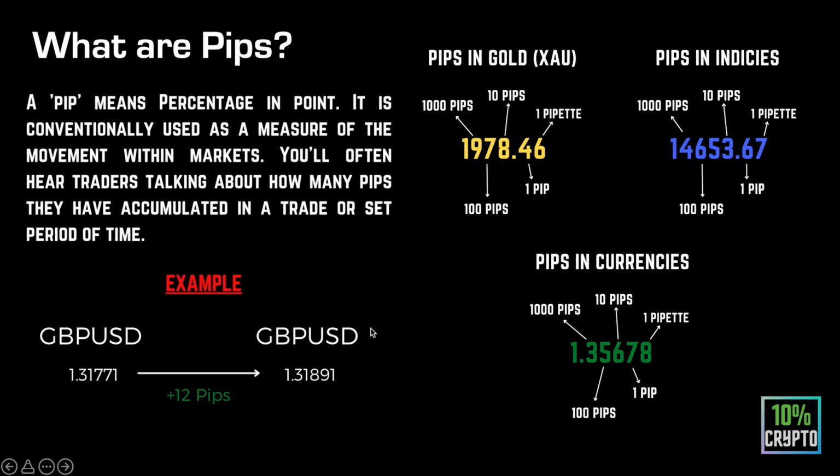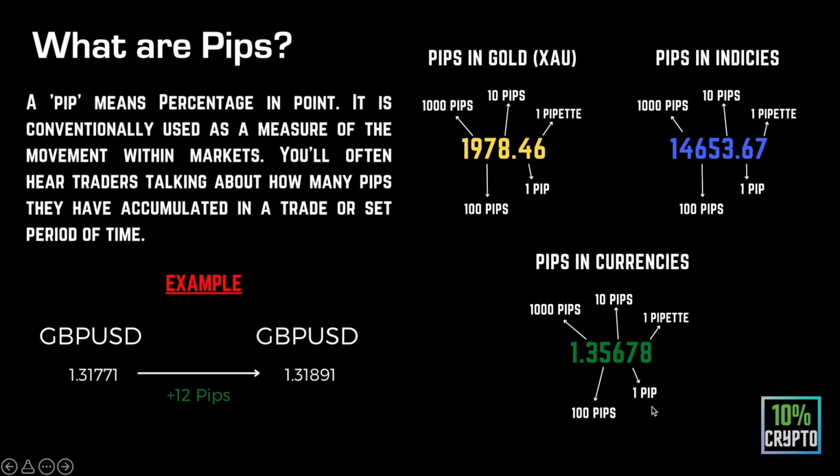What are pips? A pip means percentage in point. That's just what it stands for. It's conventionally used as a measure of the movement within markets. You're going to hear lots of people talking about, I caught this many pips, I made this many pips yesterday, or I got this many pips on this pair. It's just a term that's used very commonly within Forex traders, right?